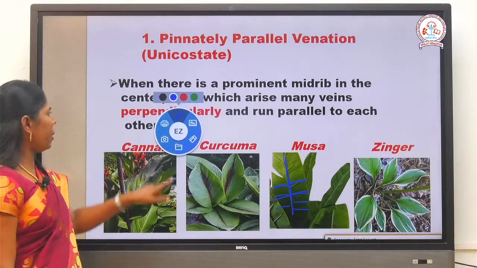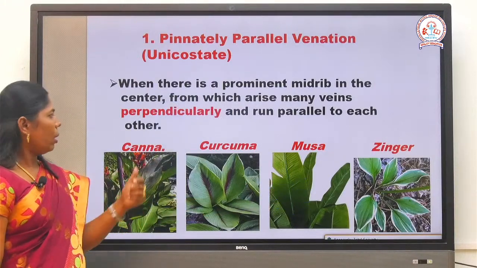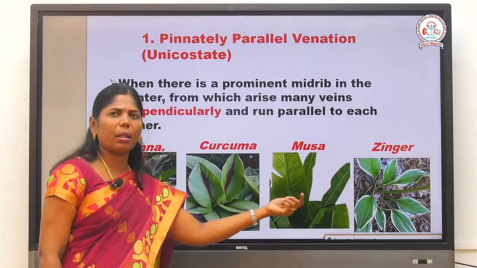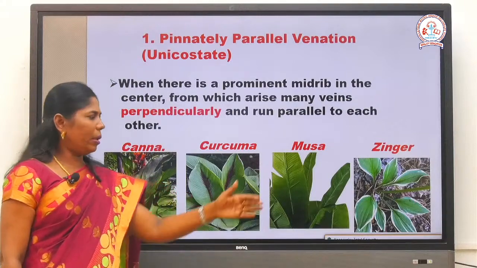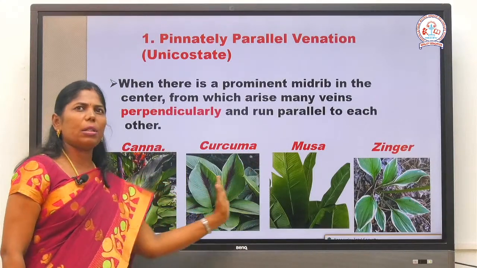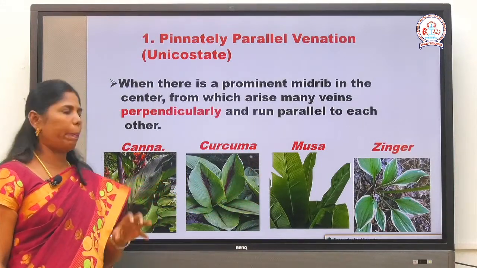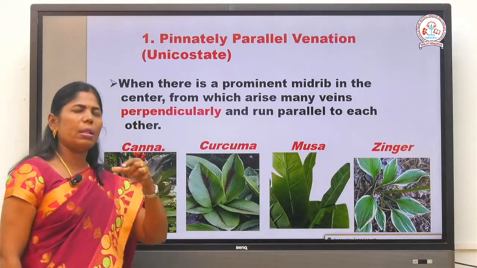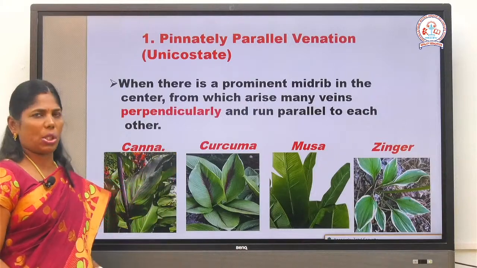Examples for that are canna, Curcuma longa which is turmeric, Musa paradisiaca, and ginger. All of these leaves have veins parallel to each other. That is pinnately parallel. Pinnately means the tip of the leaf is like a pinna, a feather-like structure.